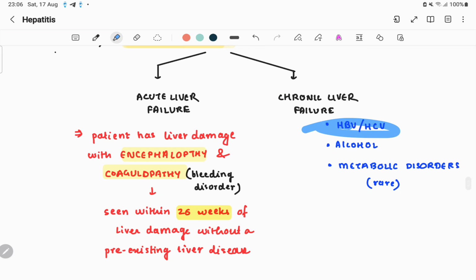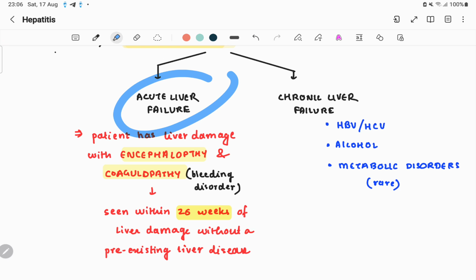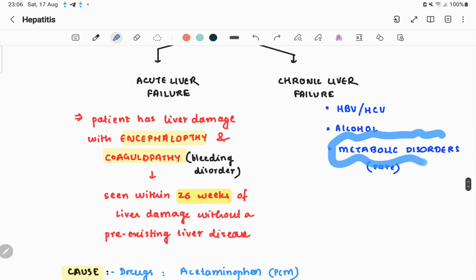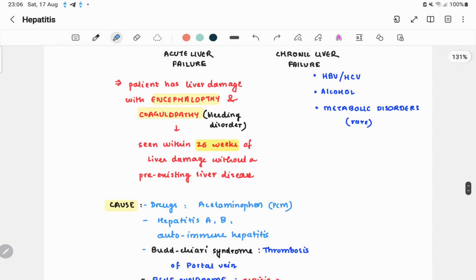So hepatitis B or C. Remember, hepatitis A and B can cause acute liver failure, and hepatitis B and C can cause chronic liver failure. Or alcohol may induce chronic liver failure, or metabolic disorders rarely can induce chronic liver failure.